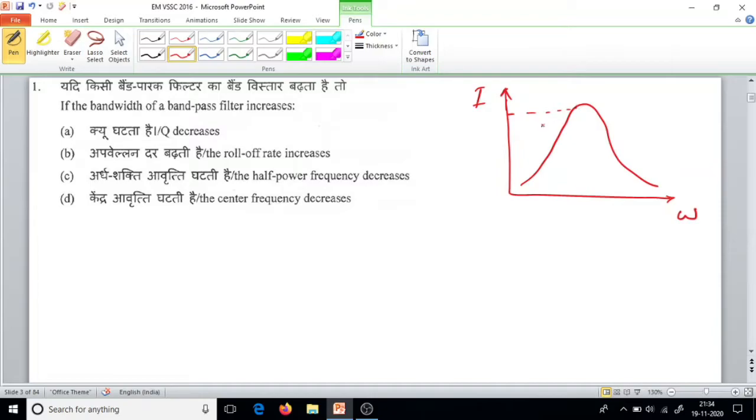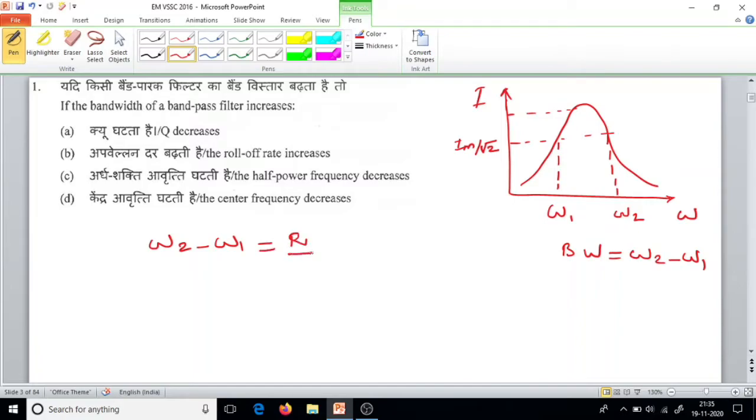This is the maximum value. This I will take as Im by root 2, that is the max value divided by root 2. This is the cutoff omega 1 and omega 2, the half power frequencies. Now bandwidth equals omega 2 minus omega 1. So omega 2 minus omega 1, bandwidth, is equal to R divided by L.